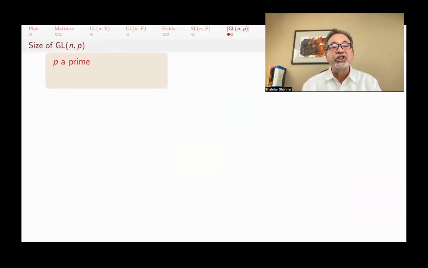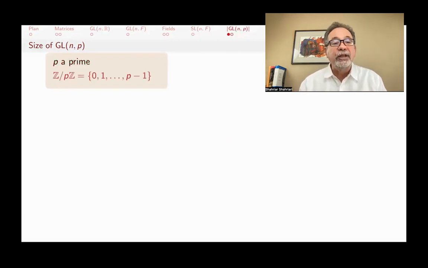What's the size of GLNP? GLNR is an infinite group. GLNQ or GLNC are infinite groups. If you have an n by n matrix with entries from complex numbers, you can get an infinite number of them. But if the entries come from Z mod PZ, then that's a finite group. There's only a finite number of matrices, and I want to know how many of them there are. Well, the entries of Z mod PZ are 0 through p minus 1. If you don't know what that is, watch my videos on Z mod NZ.